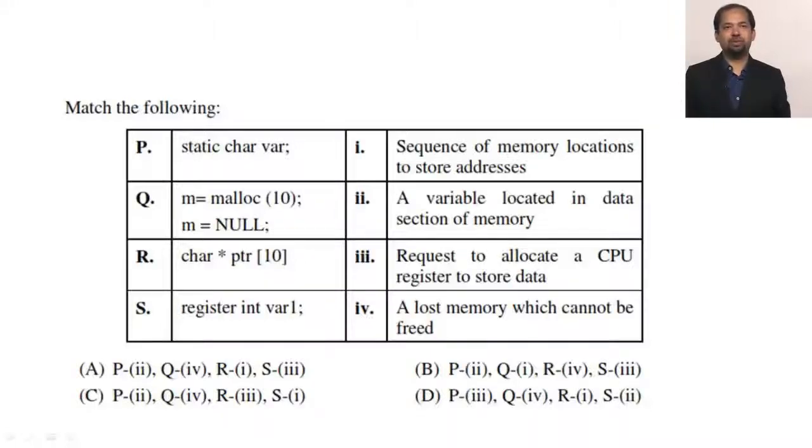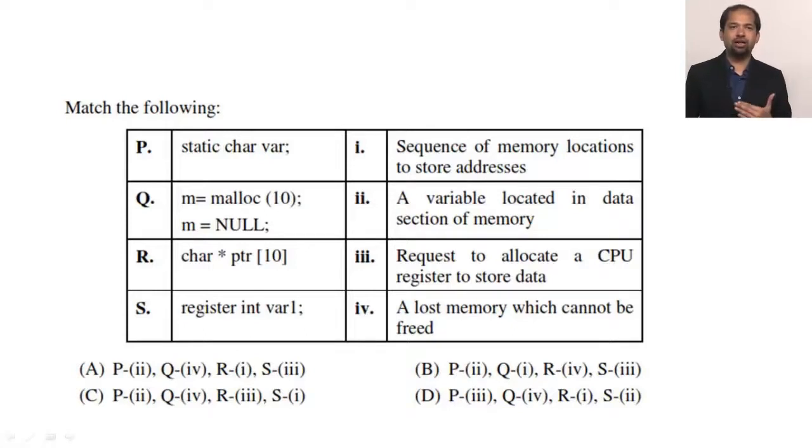So now let's solve this particular question, and it is a matching of PQRS with 1, 2, 3, 4 option, and one by one let's go. So first is the easier one: m equal to malloc 10 and m equal to null. So it's a pure case of lost memory.